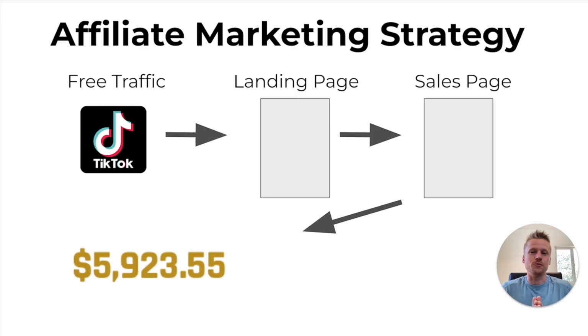The fastest way to make money with Hustlers University if you're a complete beginner is through affiliate marketing. What you're going to be doing is leveraging free traffic from TikTok, sending that free traffic over to a landing page, and then sending that traffic over to a sales page where people will be cookied with your affiliate link, and then you can start making sales with the Hustlers University affiliate program.